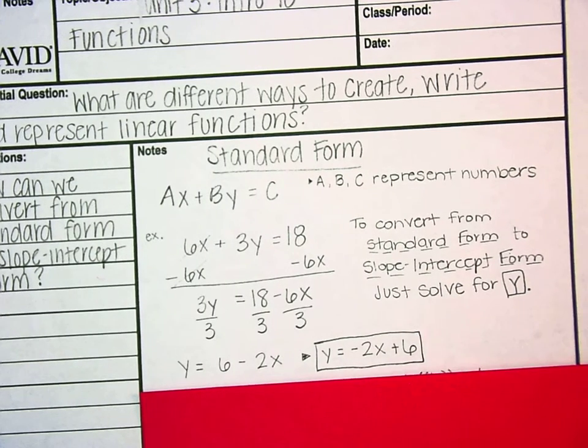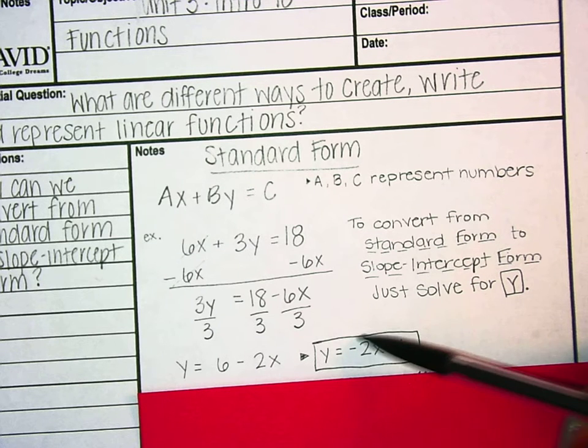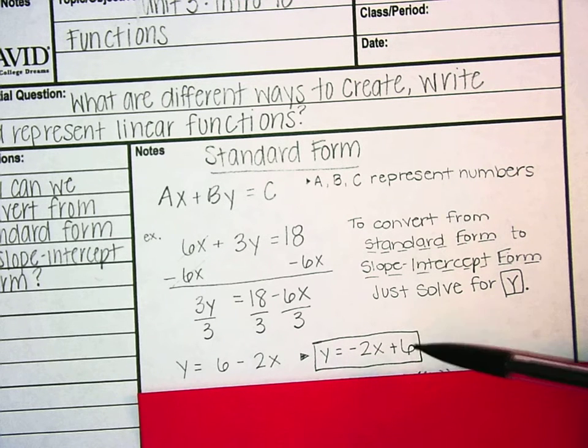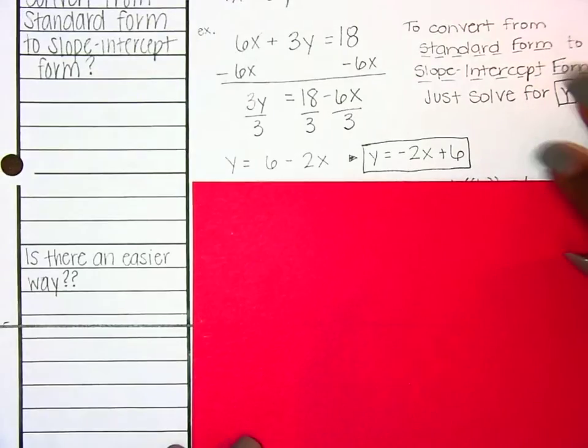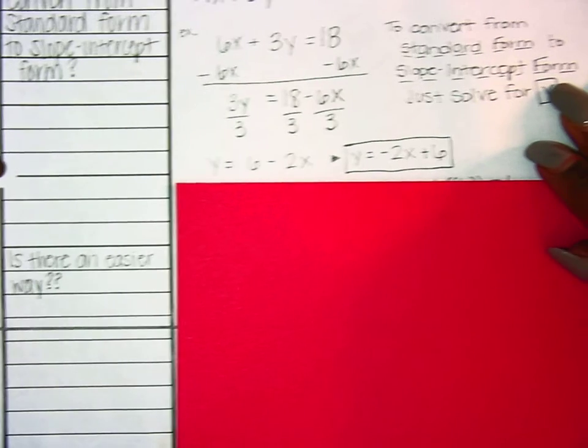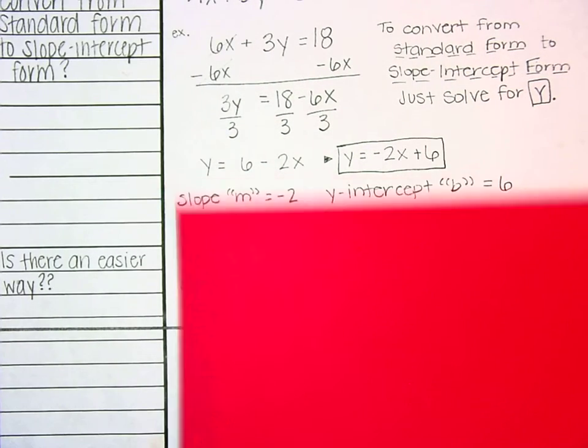And now we can easily see that my slope, m, is negative 2. I can also see that my y-intercept is 6. Simple. But is there an easier way that we can do this? Well, of course there is.